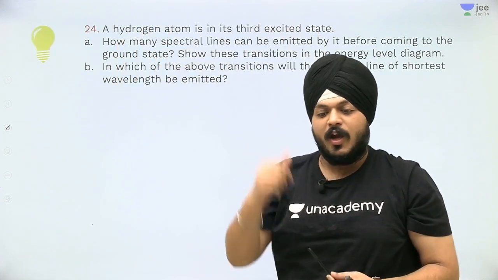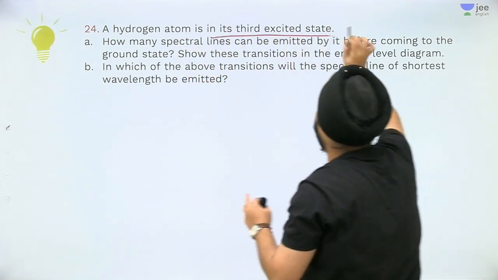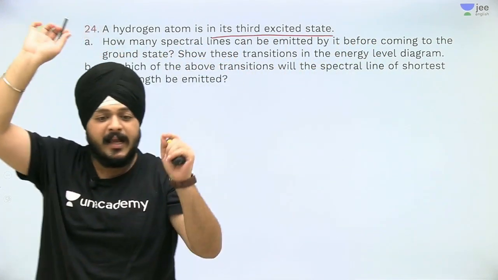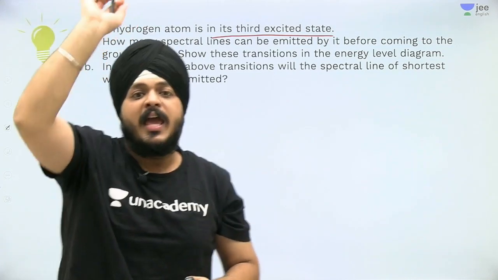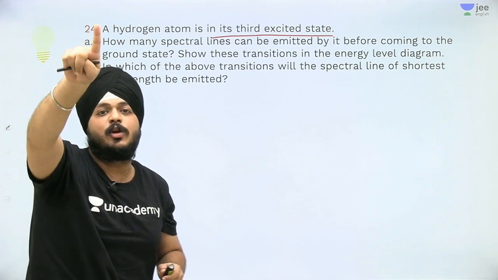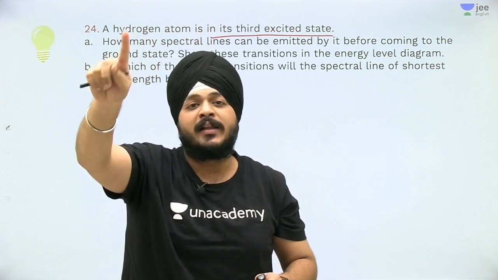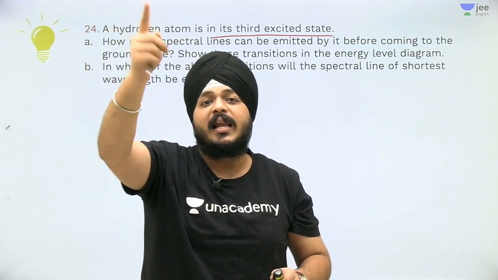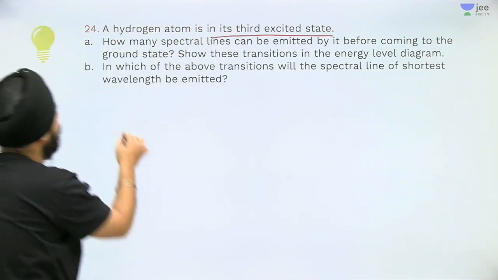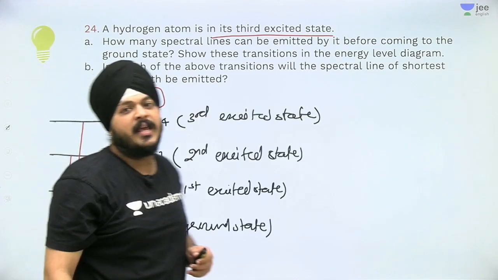Yes, definitely. Okay, guys, moving forward to the next part. A hydrogen atom is in the third excited state. I am repeating: the hydrogen atom is in its third excited state. The ground state is n equal to 1, the first excited state is n equal to 2, the second excited state is n equal to 3, and the third excited state is n equal to 4.